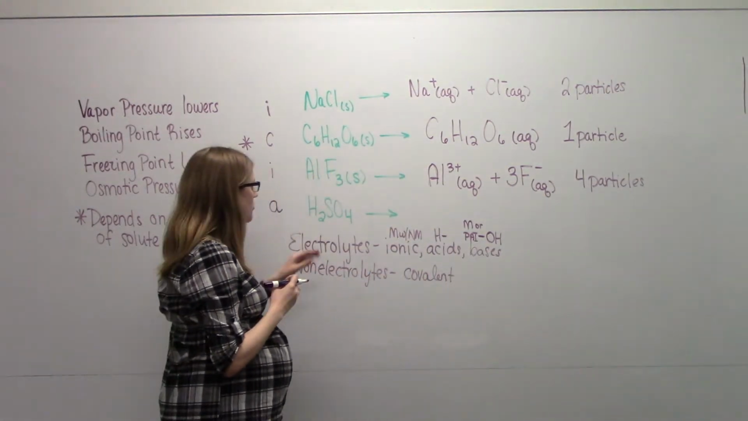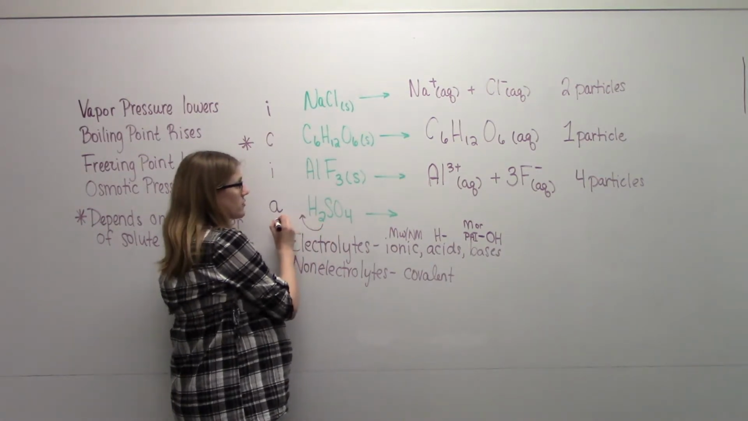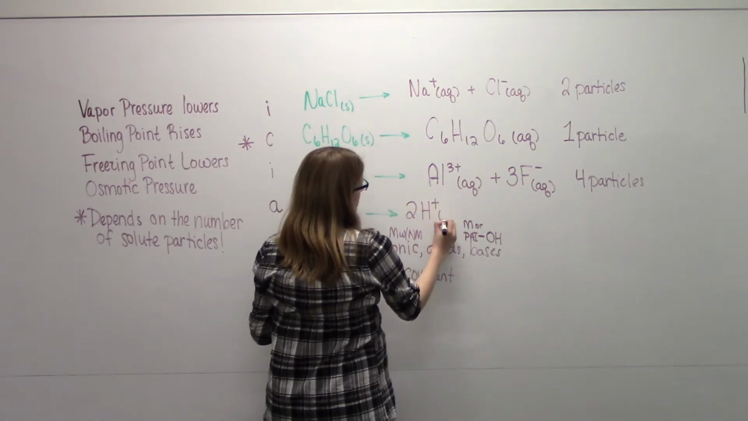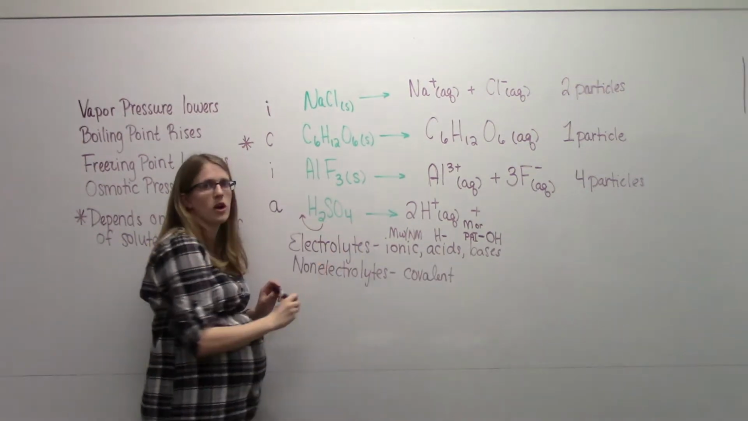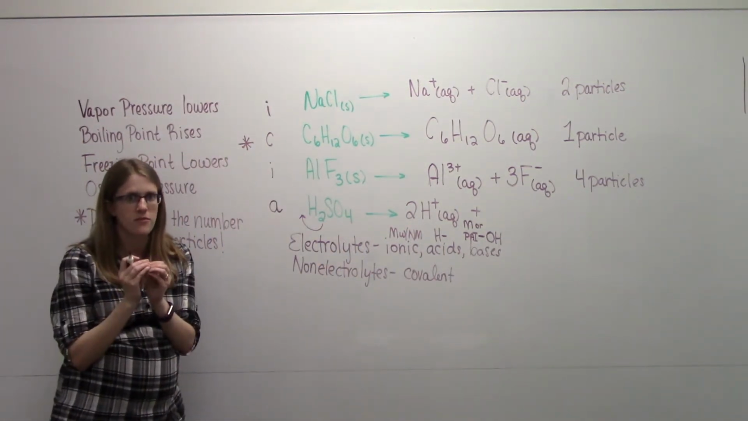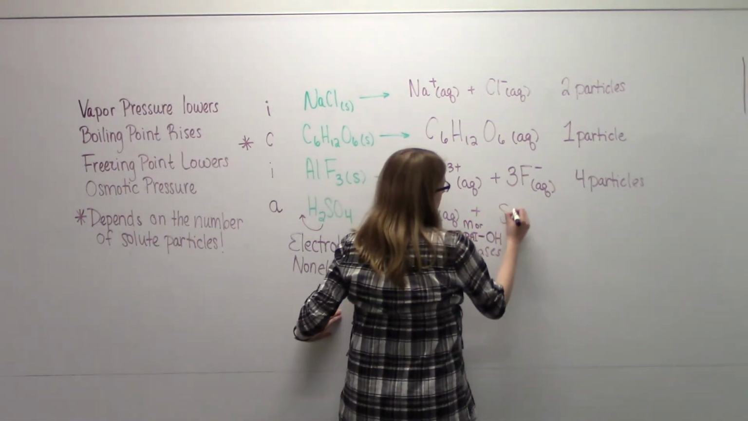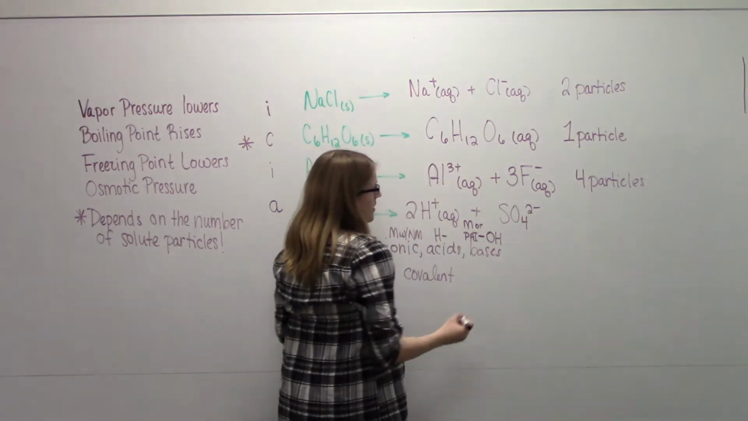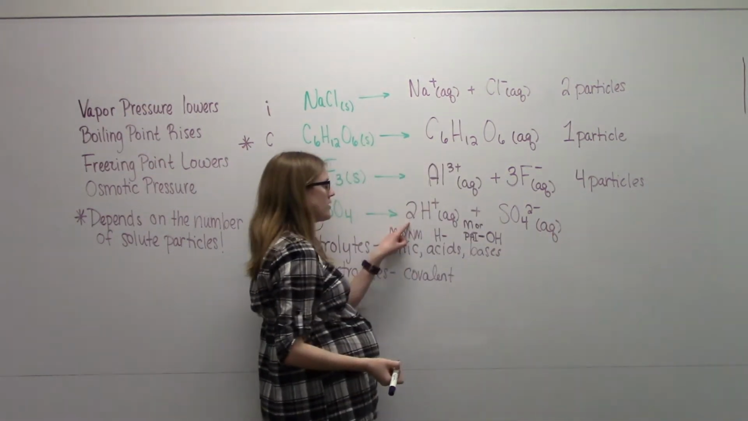Let's do our last one, H2SO4. The 2 is going to go to the front. This is an electrolyte. And do you remember, are we supposed to break apart this SO4? Do we ever break apart polyatomic ions? Are we allowed to mess with them? The answer is no. So we're going to see SO4 2 minus aqueous. Now let's count our particles. 1, 2, 3.